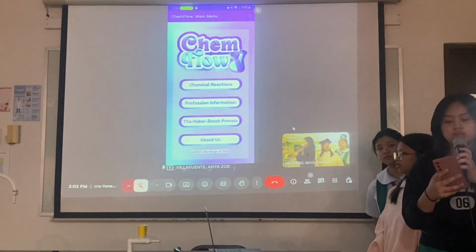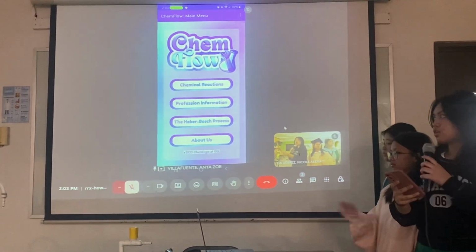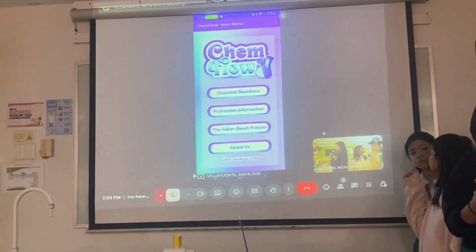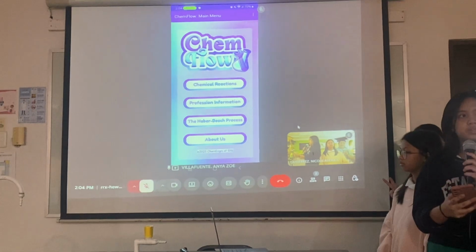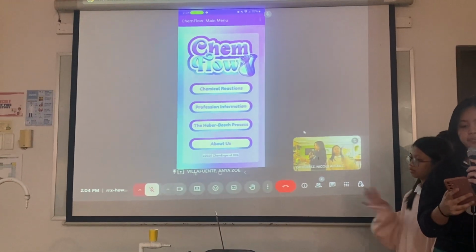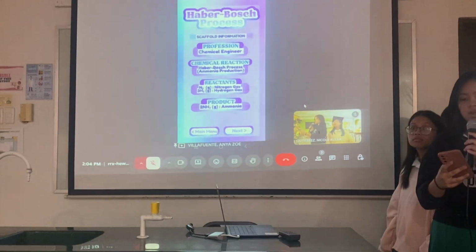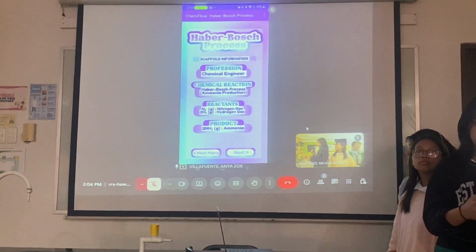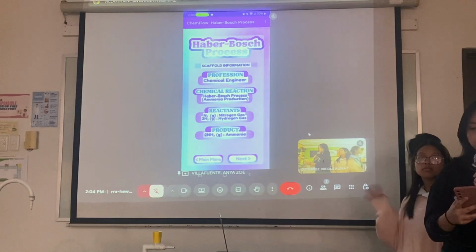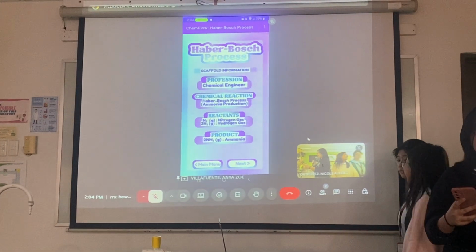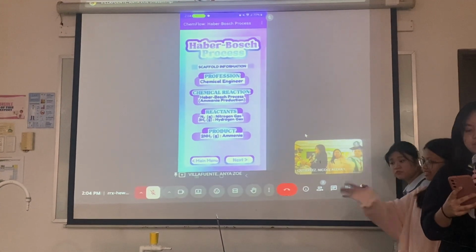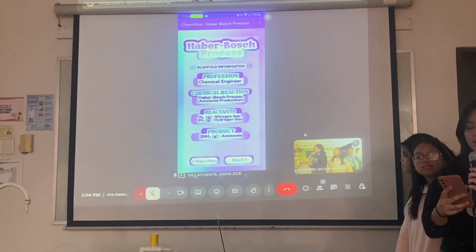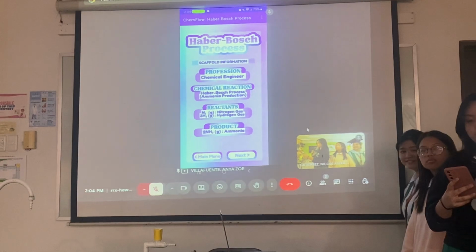Now we'll be moving on to the Haber-Bosch process screen. This is the main focus of our app because our app is to educate the user on the Haber-Bosch process and how it connects to our profession. This page and the next pages after this are focused on the scaffold information which we answered a few weeks ago. Our profession: chemical engineer. Our chemical reaction is the Haber-Bosch process. Our reactants are nitrogen gas and hydrogen gas. And our product is ammonia.